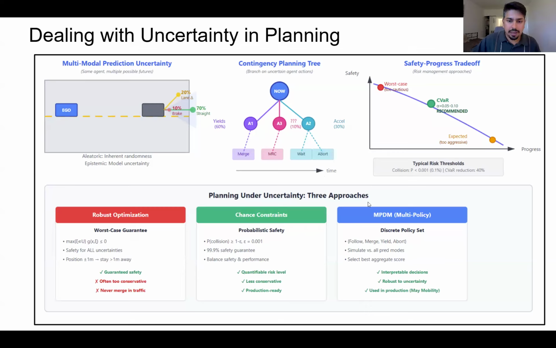So these are some of the things, and I want to say that MPDM is something we will discuss a lot more in the bootcamp, but this is a very nice way to deal with the uncertainty that we have in our planner, in our system, and we will actually implement parts of this in one of the bootcamps hands-on.